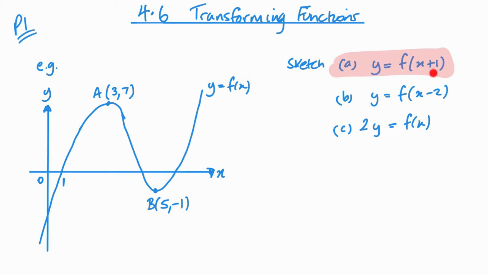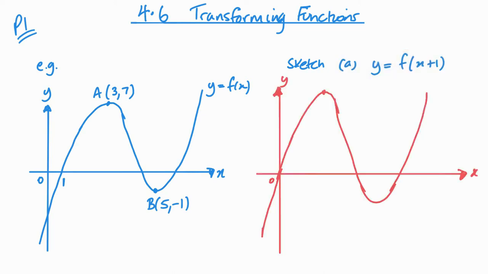Inside the brackets means it's horizontal. Plus 1, we do the opposite, so we want to move one space to the left, or 1 unit left. Moving 1 unit to the left will mean that I now cross the origin. My point A is going to be 2, 7, B is going to be 4, negative 1. And that's all I need to do.